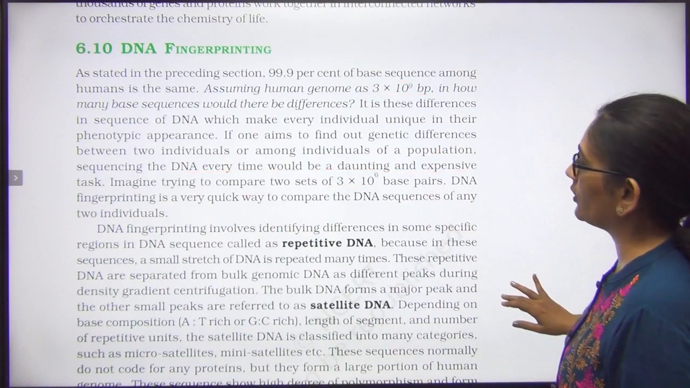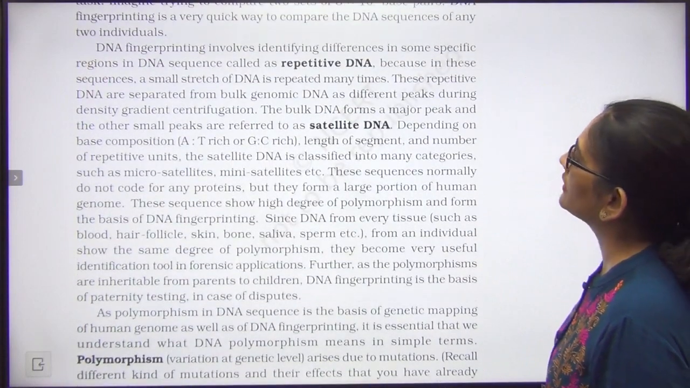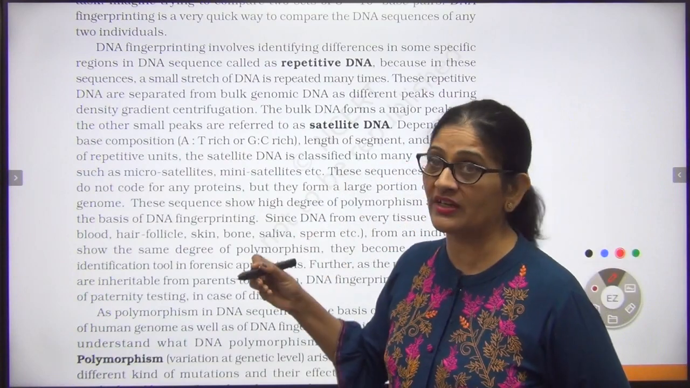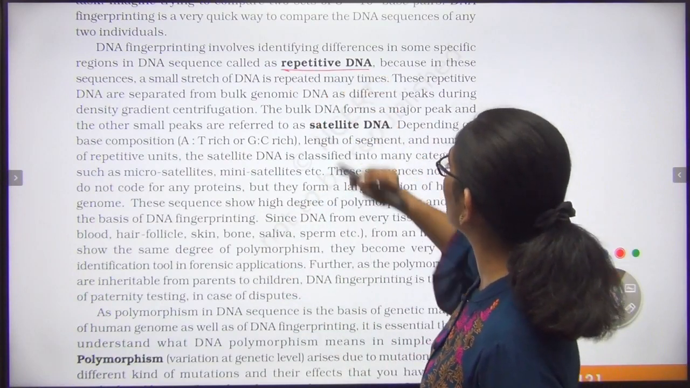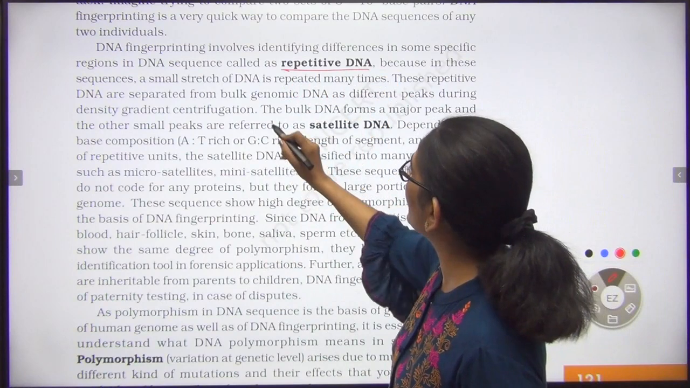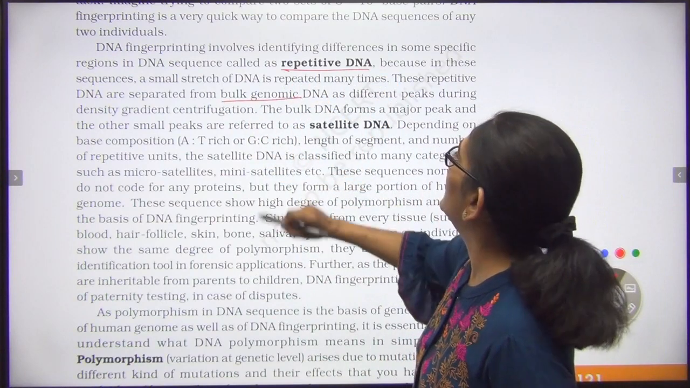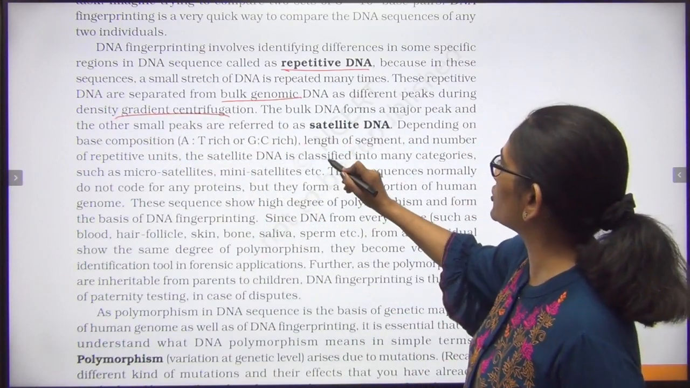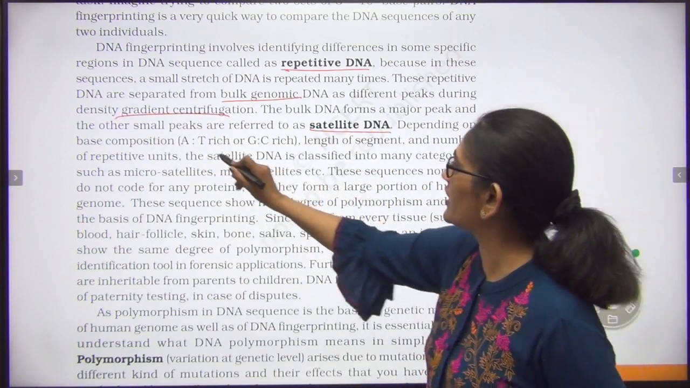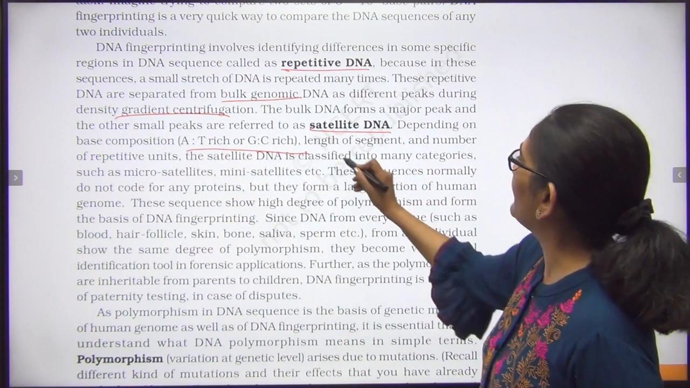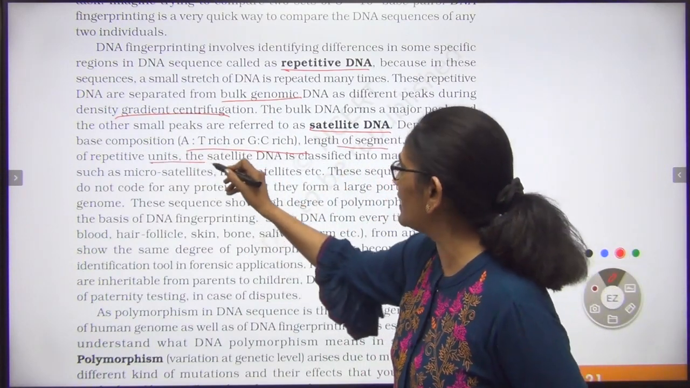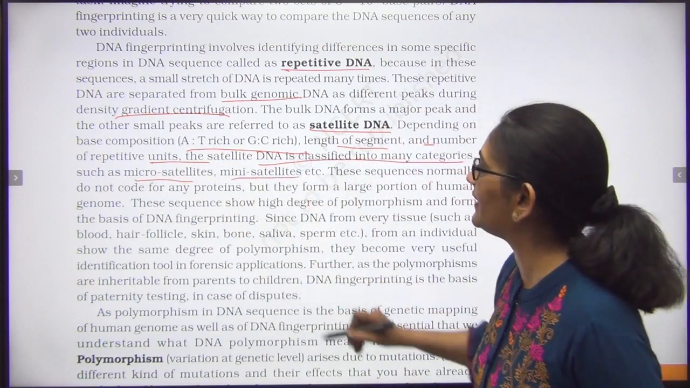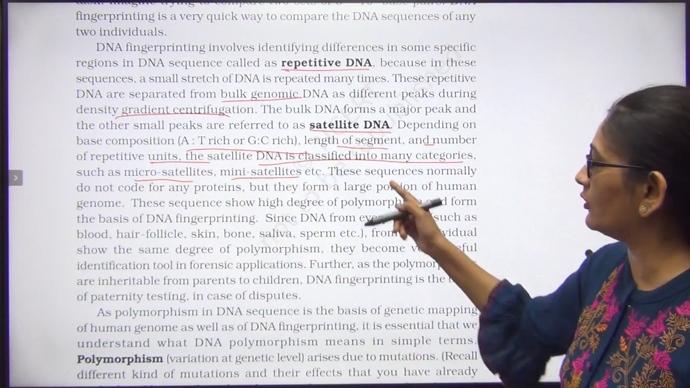So what we decided was that we will go for a segment of DNA only. Now that segment of DNA which is compared or used in DNA fingerprinting is called repetitive DNA. Now this repetitive DNA is separated from the bulk genomic DNA during density gradient centrifugation. So it is called satellite DNA, which can be AT rich or GC rich, and varies in the length and the number of repeated units. The satellite DNA is again of many types like microsatellite, minisatellite, etc. I gave you a detailed account of all these types.